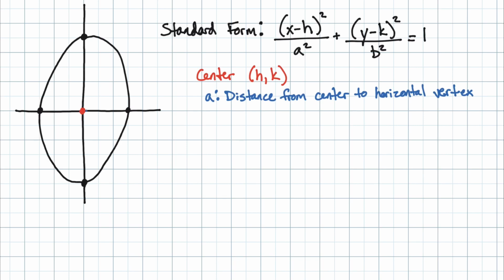So here's what we got going on. This horizontal distance is a. It could also happen on the other side. Both of those would represent a because that is a distance. Well, b is going to be the distance from the center, you guessed it, to the vertical vertex. I'm going to call it vertices because that's plural. Okay, so here we got b. And that also happens down here.